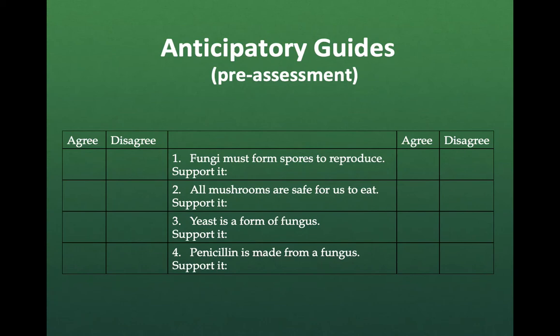So you can use pre-assessments, maybe anticipatory guides. So this is an example of one where students, before you teach, are going to write either agree or disagree on the left, and then after you teach it, they may reassess and decide whether they agree or disagree now on different statements or information. So like number 1 says fungi must form spores to reproduce. And then students have to support that. So you're getting at some of that metacognition. Like, what are they thinking?